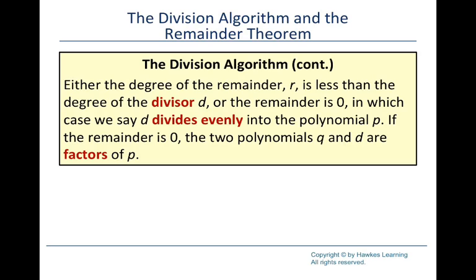The degree of the remainder has to be less than the degree of the divisor, or the remainder can be 0, in which case we say that the divisor divides evenly into the polynomial. If it does that, then it's a factor of the polynomial. So later, when we're trying to find zeros, we look for those remainders of 0 because we know that that's a factor.